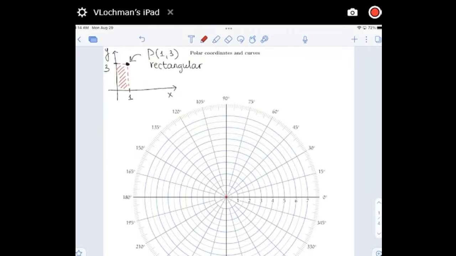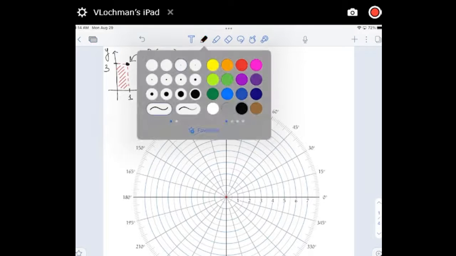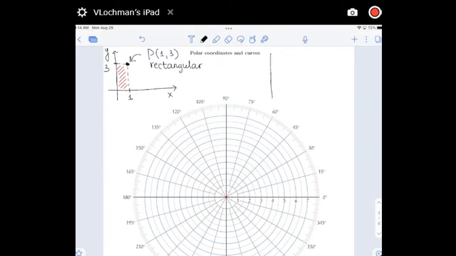Okay. Now, is there another way to represent that same object? And the answer is yes. So I'm going to go ahead and sketch this same point P. And now I'm going to think about it in a slightly different way. Instead of saying, okay, how do I get to that point? Well, I go 1 to the right and 3 up, right? So that's kind of one way to say it. From the origin, I go 1 unit to the right and 3 steps up, okay?